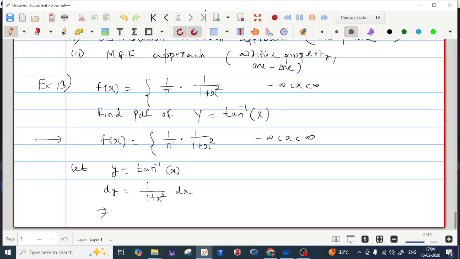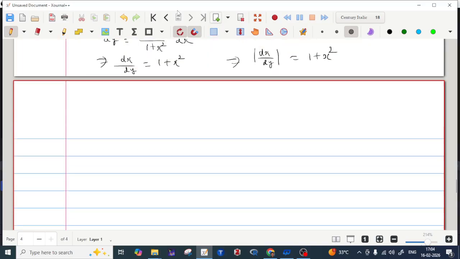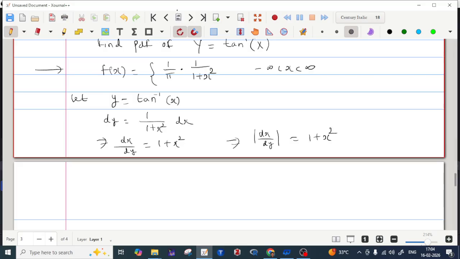This implies dx upon dy equals 1 plus x square. This implies mod of dx upon dy is itself again 1 plus x square. Okay. Now the next step is we have to find out the limits.